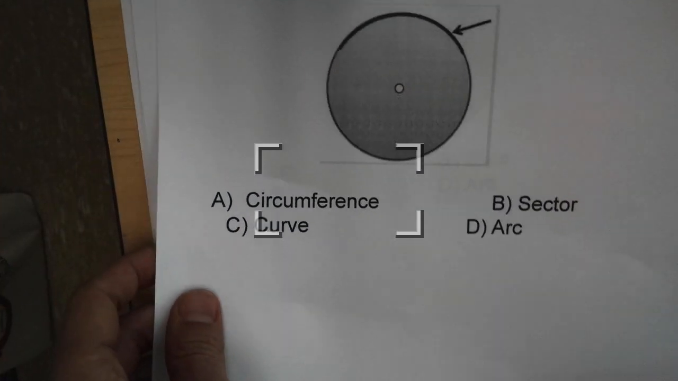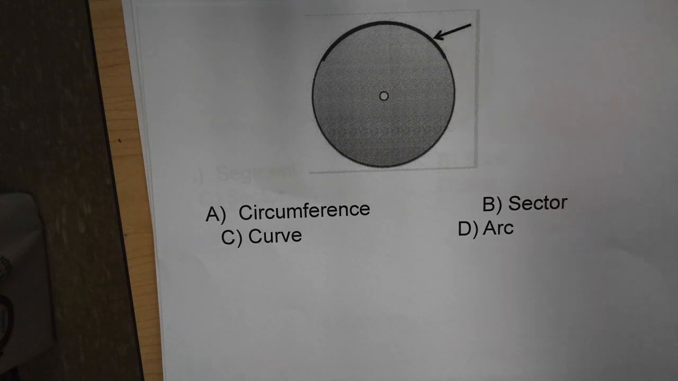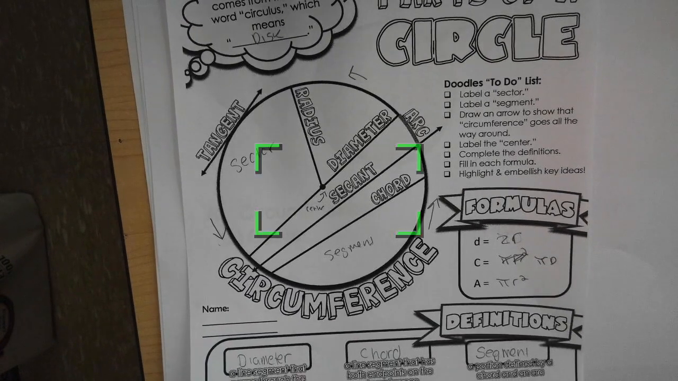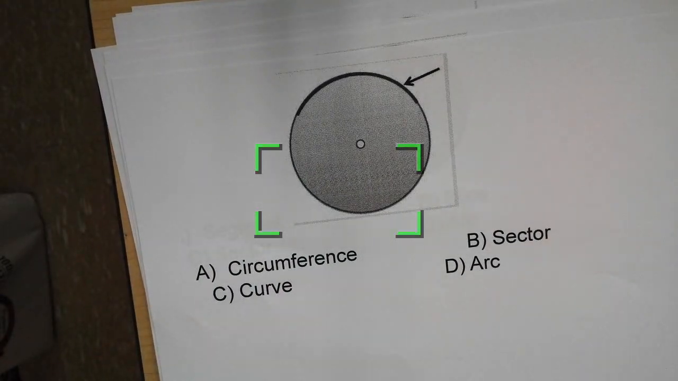Okay, so let's do one more. So here is a circle, and we're looking at parts of a circle again. Just finishing up this last part here, and I'll pause it. So it is going to be D, arc.